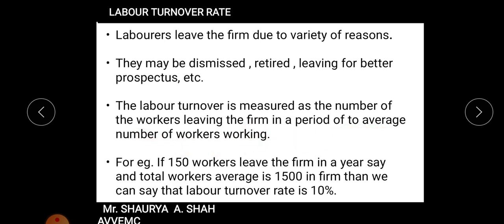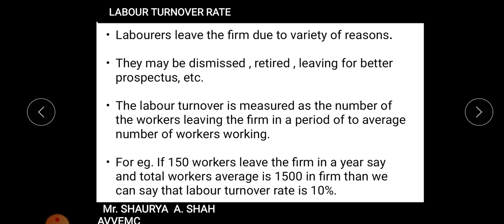So what is the average number of workers who are working at present in the company? We are comparing to that the number of people leaving the firm, right? So what is the average number? We will see when we see the formulas, but for understanding you need to be clear with the meaning.